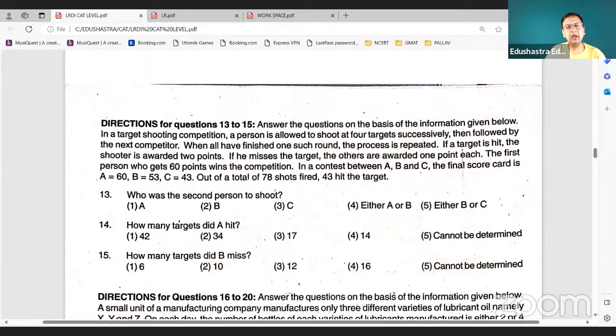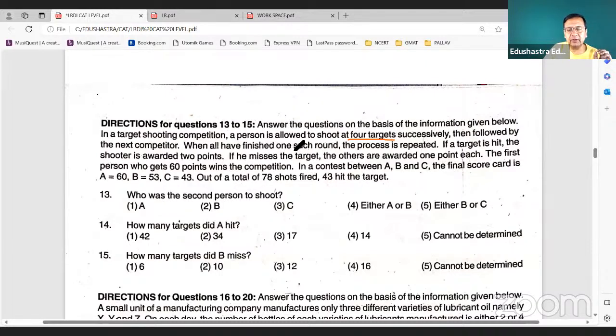Okay. So this is in a target shooting competition. A person is allowed to shoot at 4 targets successively. So how many targets is a person shooting? 4. So this is one important point. Then followed by the next competitor. So one person shoots 4 targets, then the next, and so on.